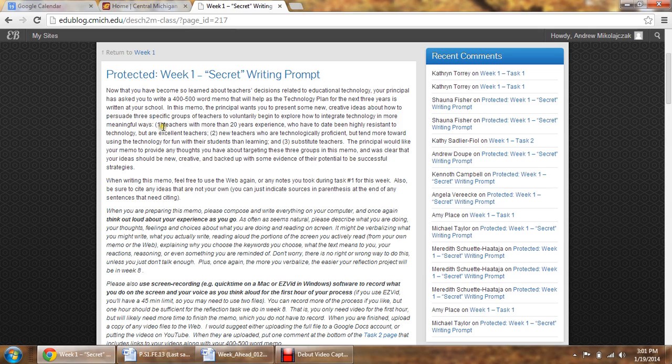The first group is teachers with more than 20 years of experience who have to date been highly resistant to technology, but they are excellent teachers. That classifies actually a lot of my building. So that'll be very easy to relate to. The second is teachers who are technologically proficient, but tend more toward using the tech for fun rather than learning. Off the top of my head, I don't think we have a lot of teachers like that, so that'll be a little bit interesting. And the third is substitute teachers.